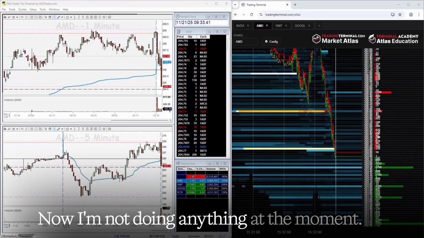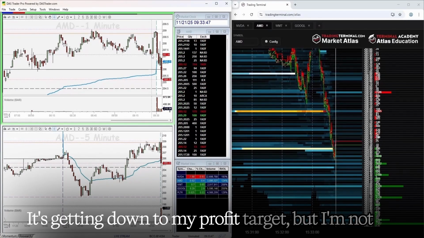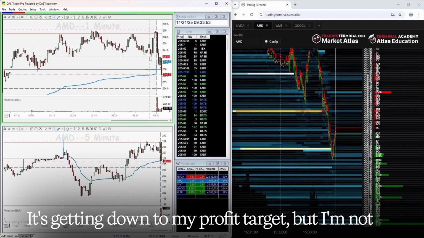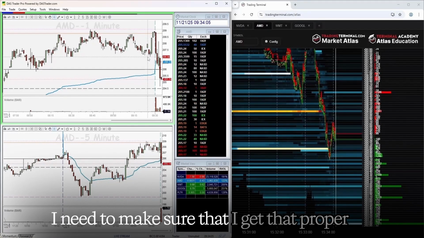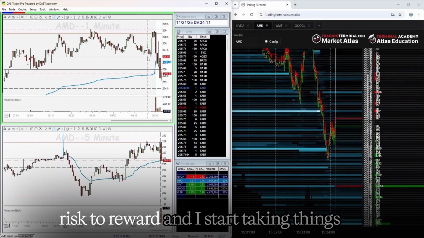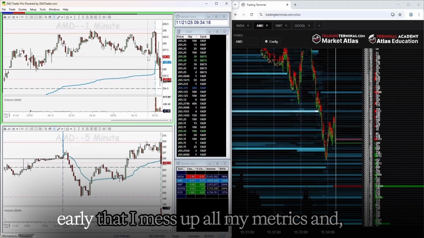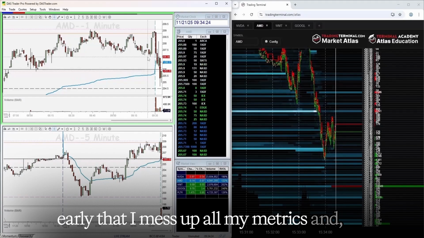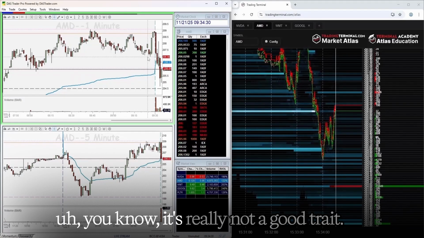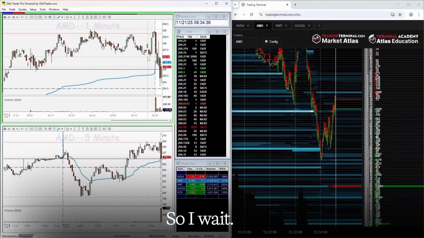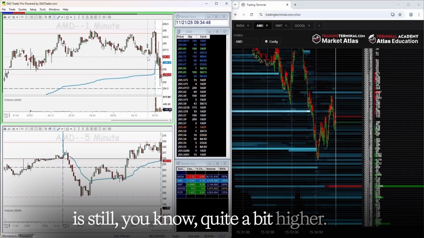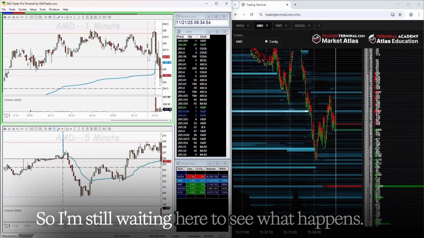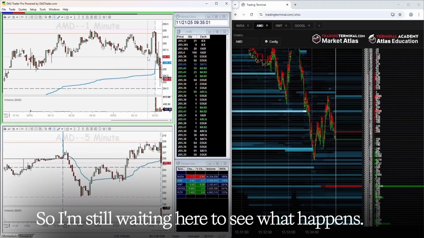Now I'm not doing anything at the moment. It's getting down to my profit target, but I'm not actually going to do anything until it gets to there. I need to make sure that I get that proper risk to reward. If I start taking things early, then I mess up all my metrics, and it's really not a good trade. So I wait, and it does rally here, but my stop loss is still quite a bit higher. So I'm still waiting here to see what happens.